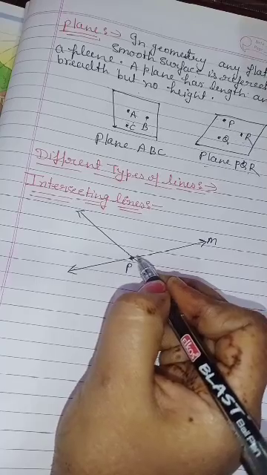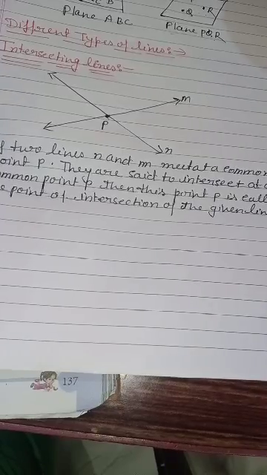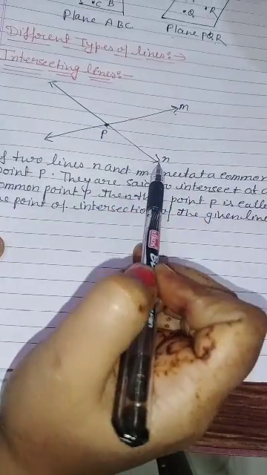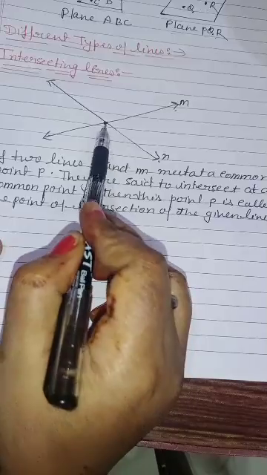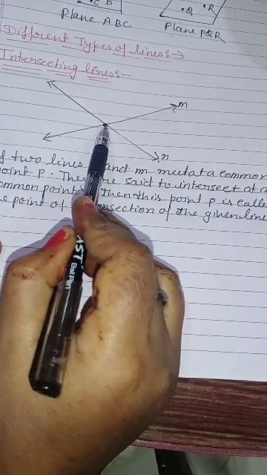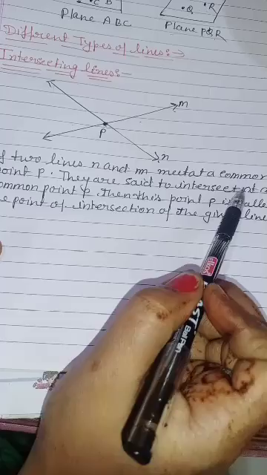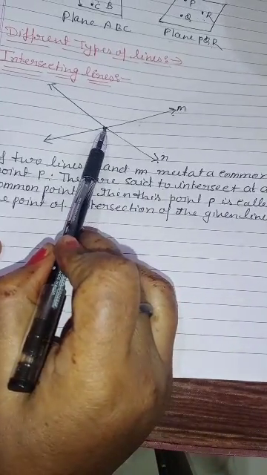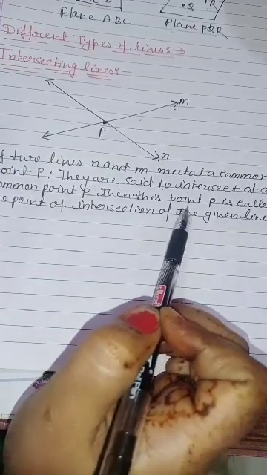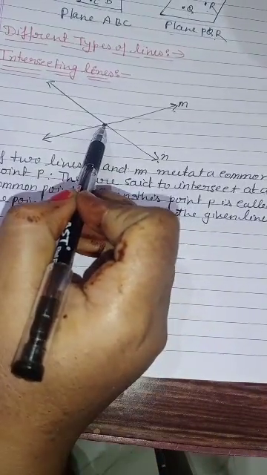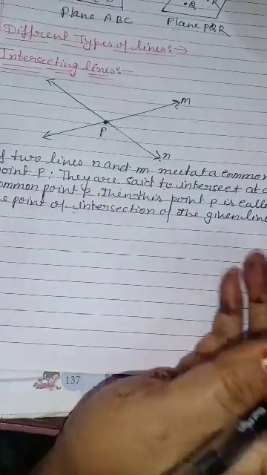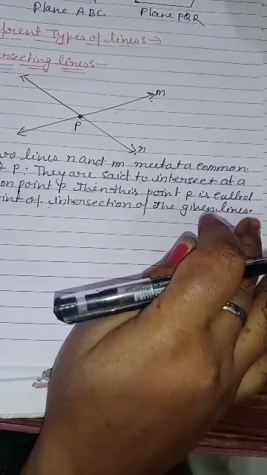Now I have written that if two lines, these M and N, are meeting at a point, this point P will be the common point for both the lines. They are said to intersect at the common point P. This point is called the point of intersection, and the lines are called the intersecting lines.